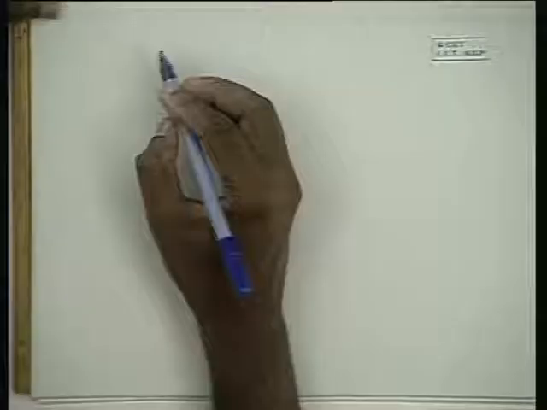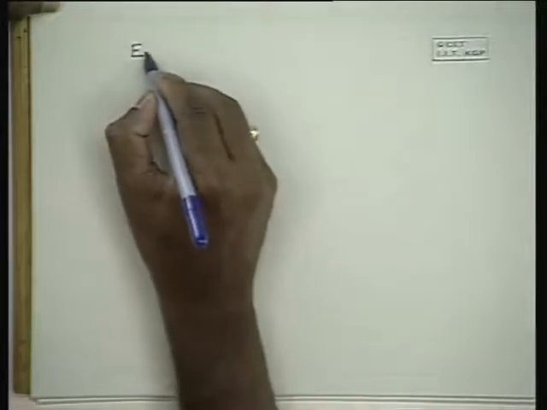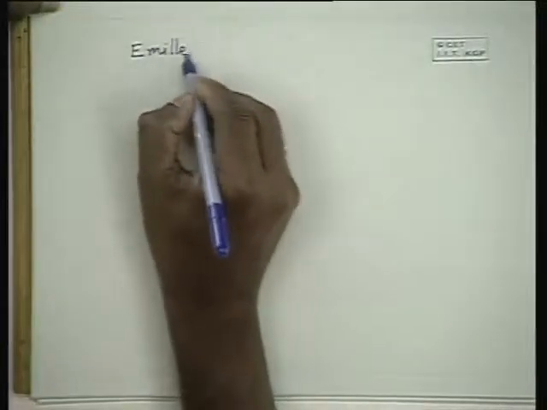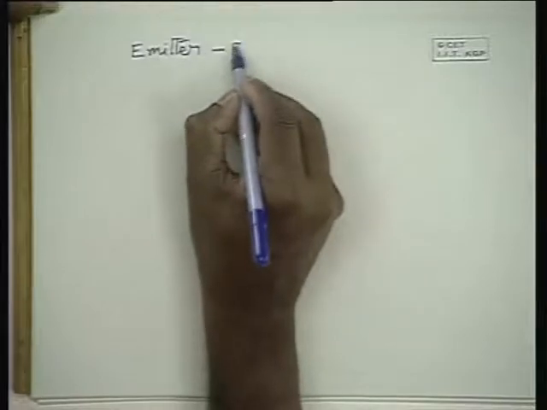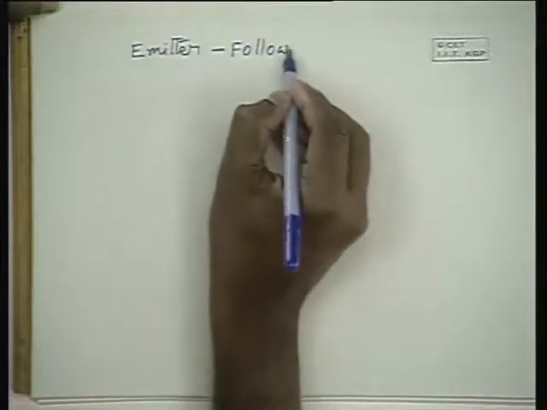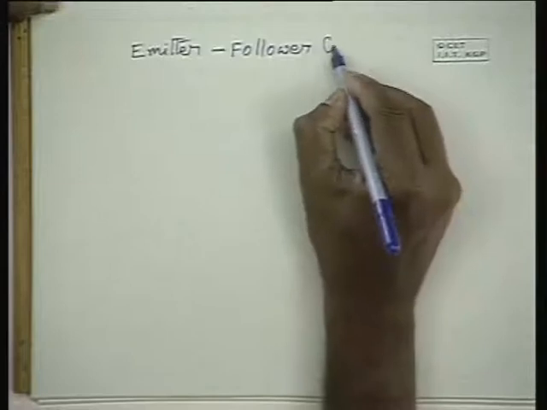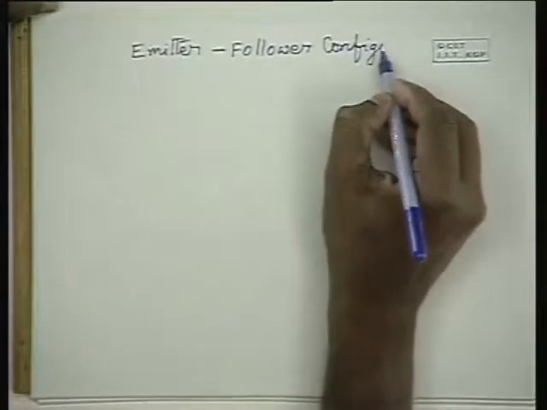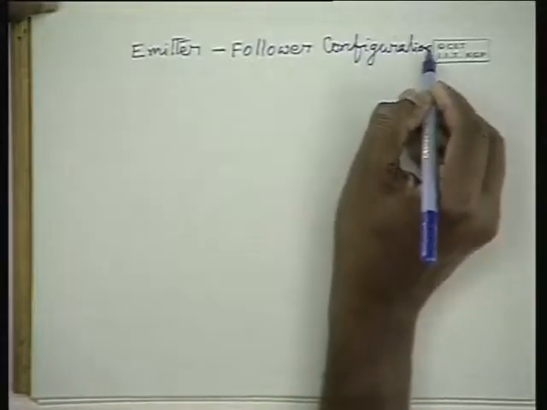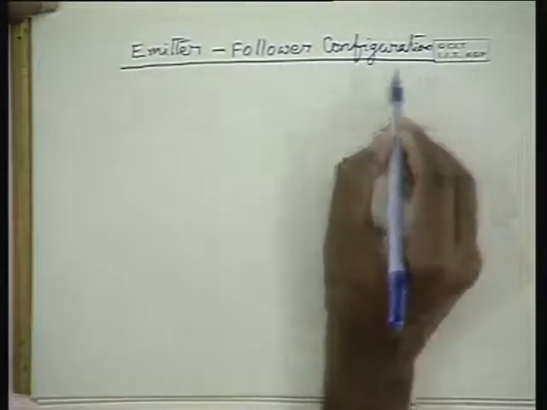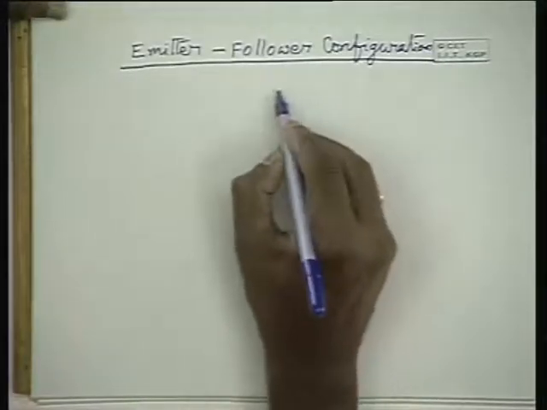Now let us discuss the emitter follower. There is an interesting circuit known as the emitter follower configuration for a transistor amplifier. The circuit is given like this.